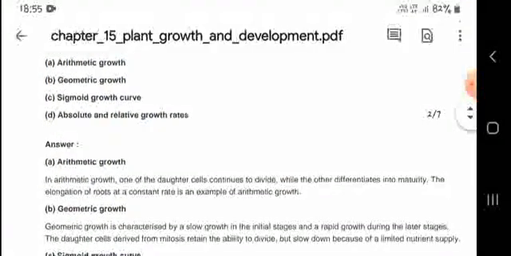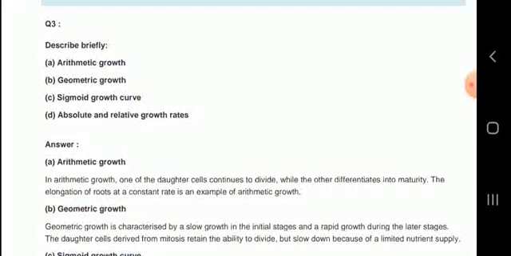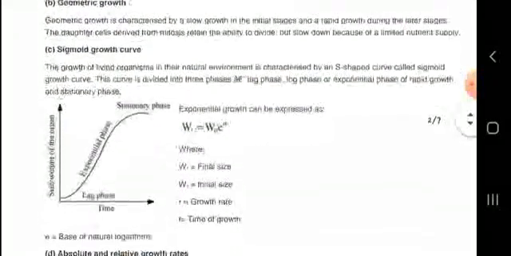Let us know about arithmetic growth. So in arithmetic growth, one of the daughter cells continues to divide while the other differentiates into maturity. And geometric growth, so geometric growth is characterized by a slow growth in the initial stages and a rapid growth during the later stages. And sigmoid growth curve.